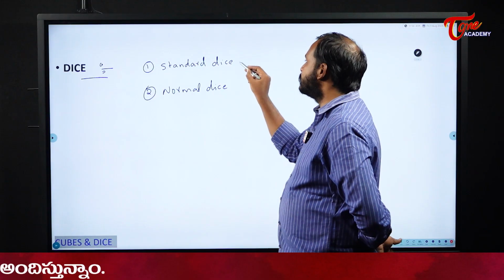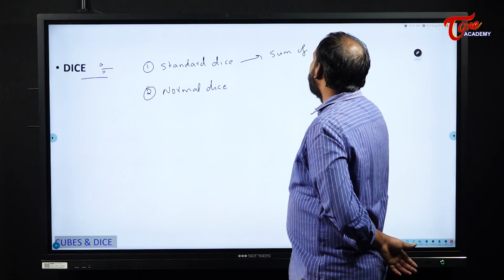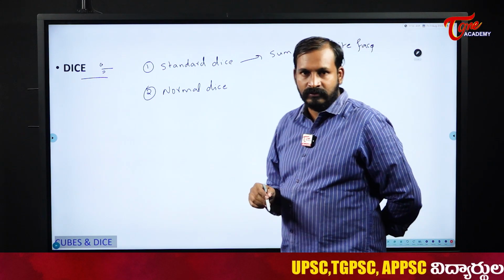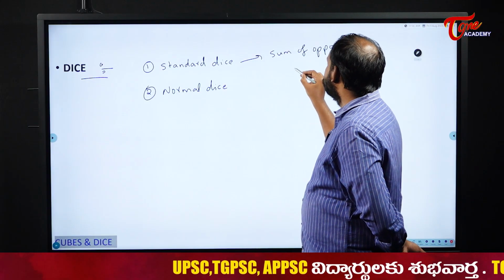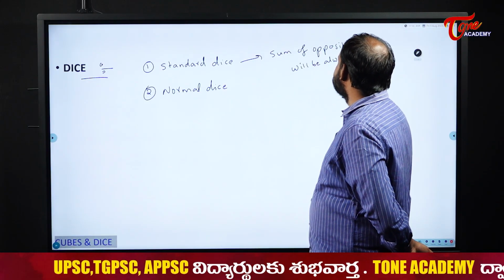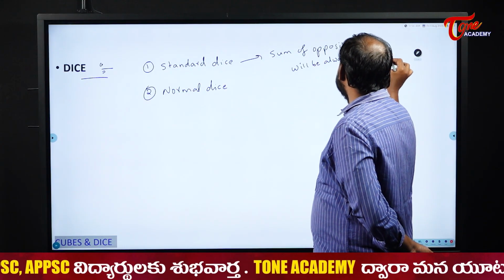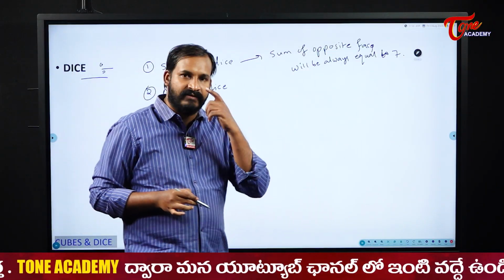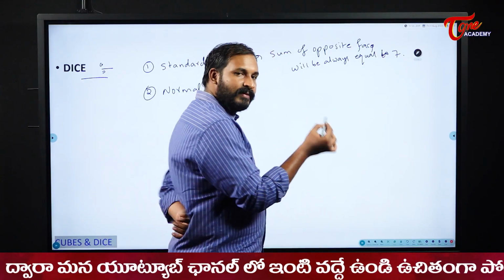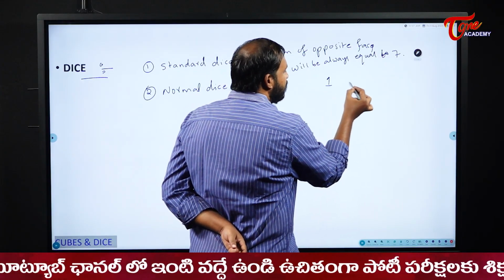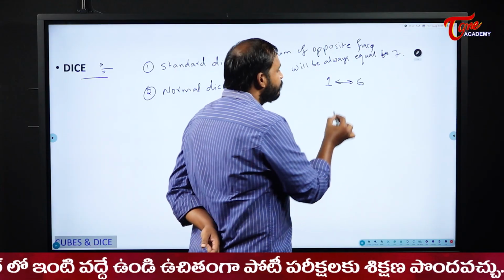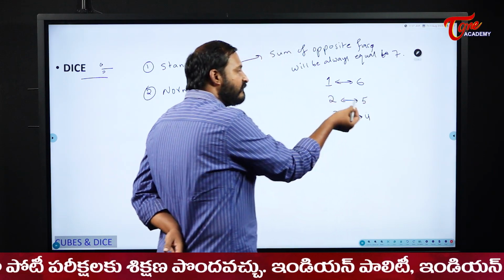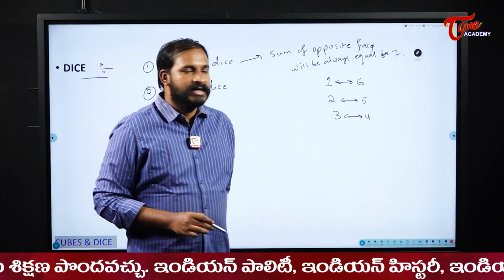In case of a standard dice, the sum of opposite faces will always be equal to 7. Okay, that means which number will be opposite to which number, students? We can say that in a standard dice, 1 will be opposite to 6, 2 will be opposite to 5, and 3 will be opposite to 4. And similarly for 6, 1; for 5, 2; and for 4, 3, like this for each other.